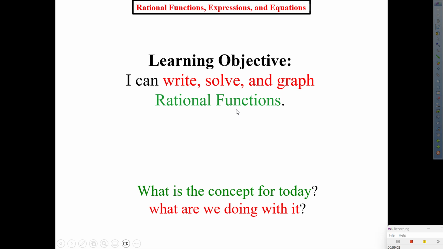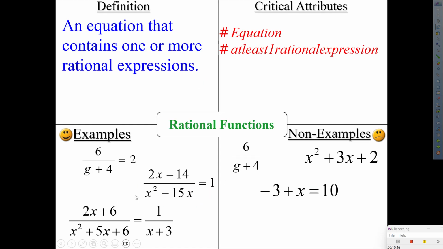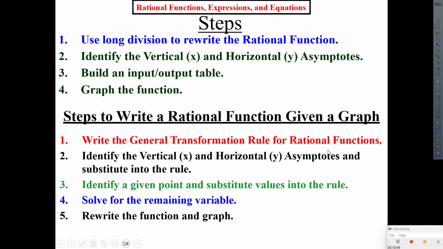Rational functions. Tell your neighbor, what two things does a rational function need to have? What are the critical attributes? All right, good conversation. Allison, what do rational functions need to have? An equal sign and a fraction. That is correct. And you guys already have those notes. I gave you guys steps.